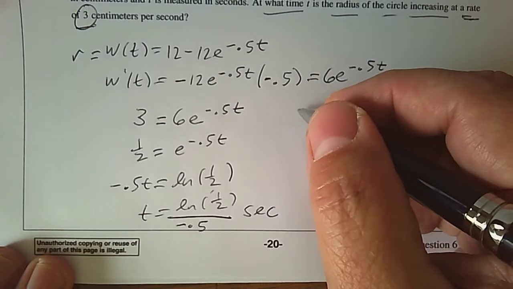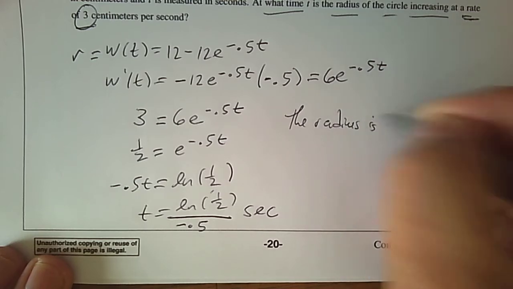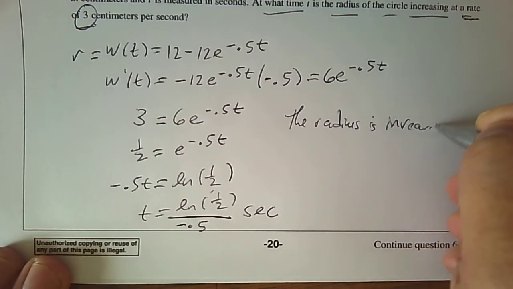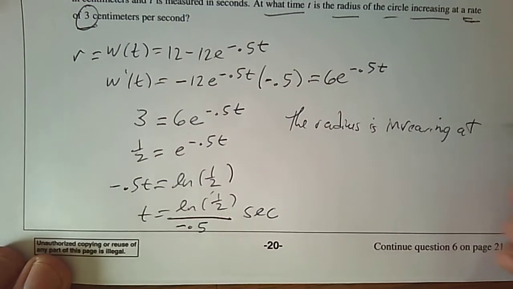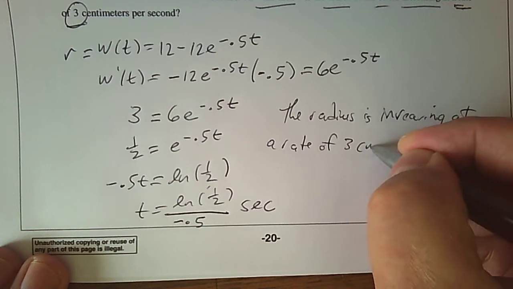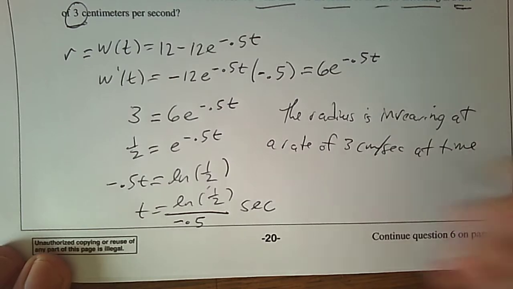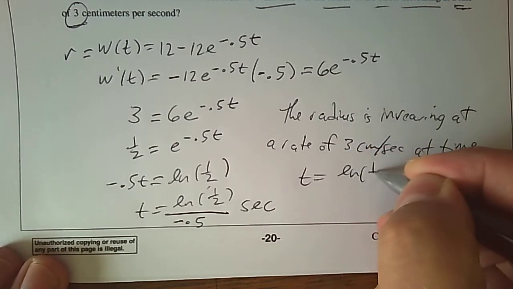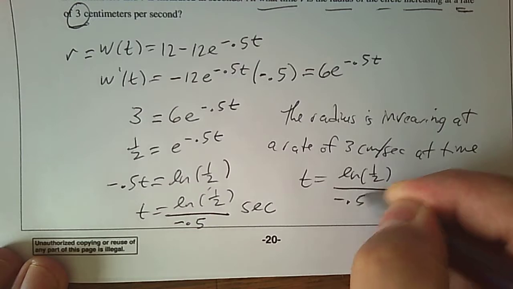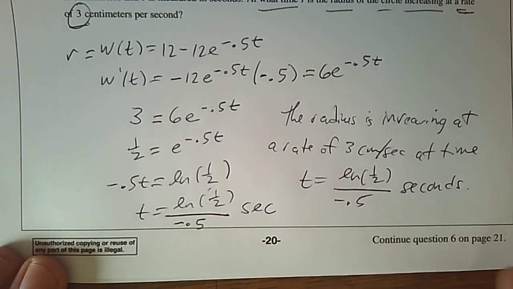So a good sentence would be, the radius is increasing at a rate of 3 centimeters per second at what time? At time t equals ln 1/2 over negative 0.5 seconds. Done. All right, part C.